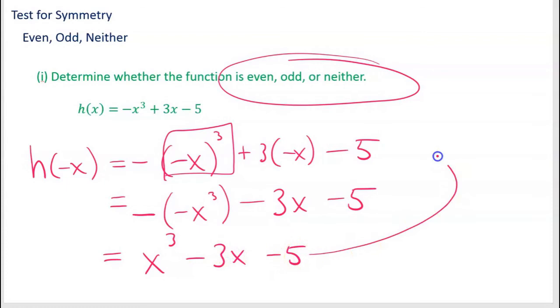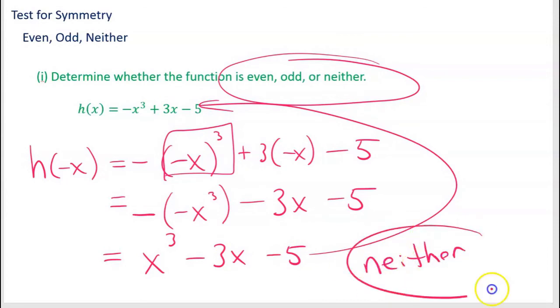Now compare this to your original function right here, and notice the negative x to the third turned positive, the positive 3x turned negative, the negative 5 did not change. And since that last one does not change, this is a neither situation. x to the third minus 3x minus 5 is neither even nor odd. Which also means it doesn't have y-axis symmetry, and it doesn't have origin symmetry.